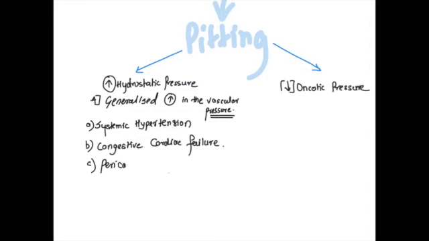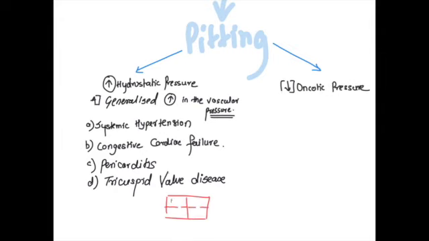Third, pericarditis and tricuspid valve disorders. In the tricuspid valve, similar pathology occurs. Due to the failure, it causes a back pressure in the systemic system.